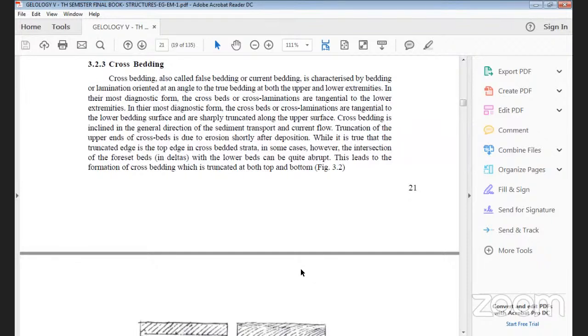Sometimes these beds have a top edge in the cross-bedded strata. However, it intersects the previous beds, and mostly we see this in deltas with the lower beds quite abrupt. So it leads to the formation of cross-bedding.